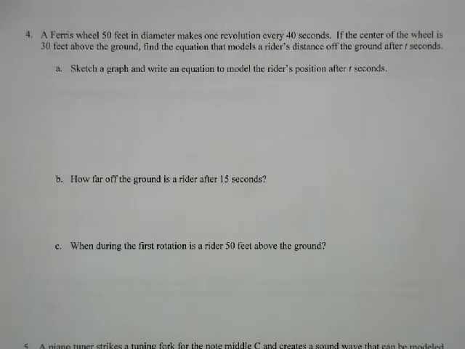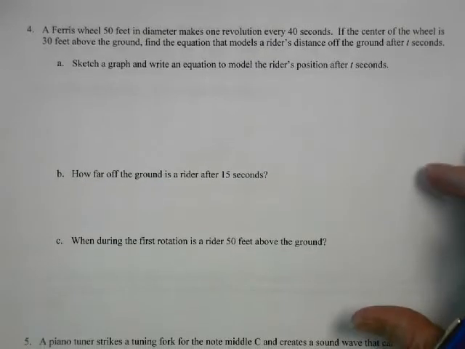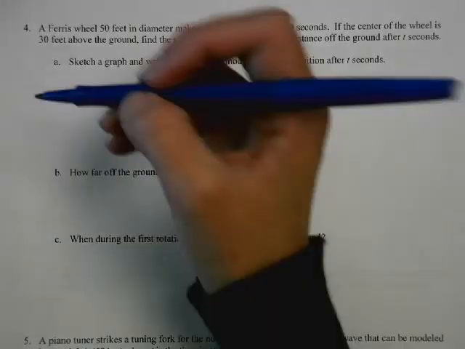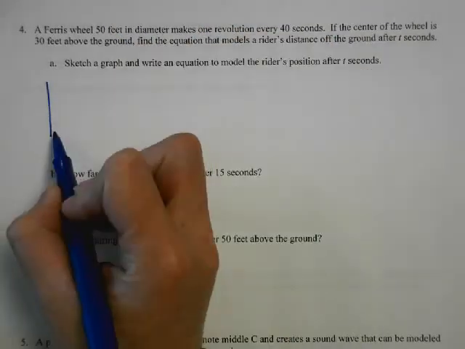Okay, Ferris wheels are another thing that can be represented with a sine or cosine function because it's another thing that's periodic. So a Ferris wheel 50 feet in diameter makes 1 revolution every 40 seconds. If the center of the wheel is 30 feet above the ground, find the equation that models the rider's distance off the ground after t seconds. So we'll go ahead and sketch a graph.